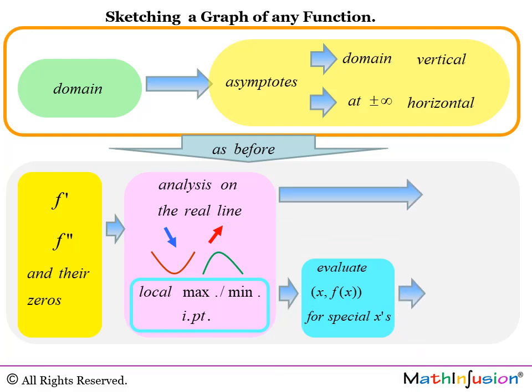Now we put everything together, we sketch the graph and we label. But don't forget, you first have to do the asymptotes. The asymptotes also have to appear on the analysis on the real line before you start to do anything else.